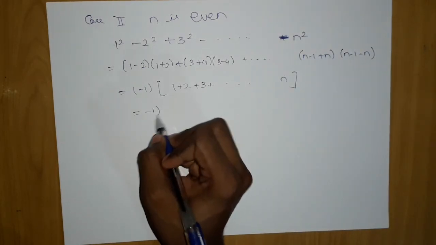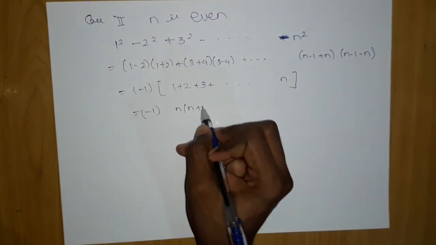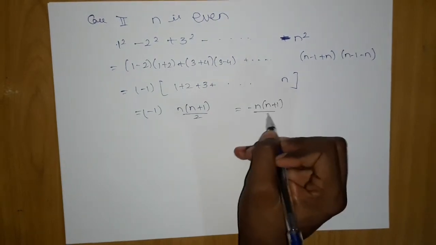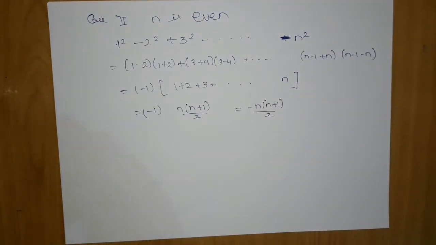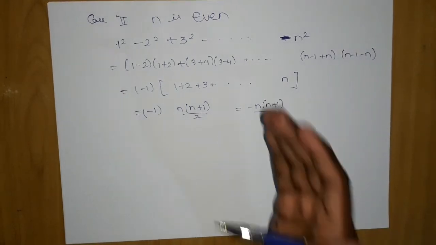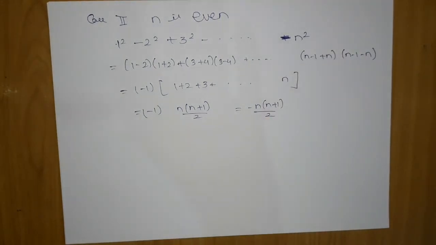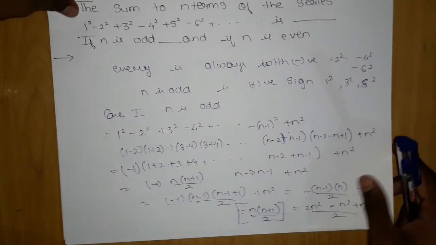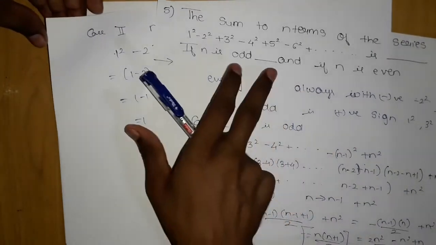And I know the sum of n terms is nothing but n into (n plus 1) by 2. So my answer is minus n into (n plus 1) by 2. So this is our answer. Although it is very clear how two different answers are appearing in this question, if you observe the series. So we are done with this problem and we will move on to the next problem.